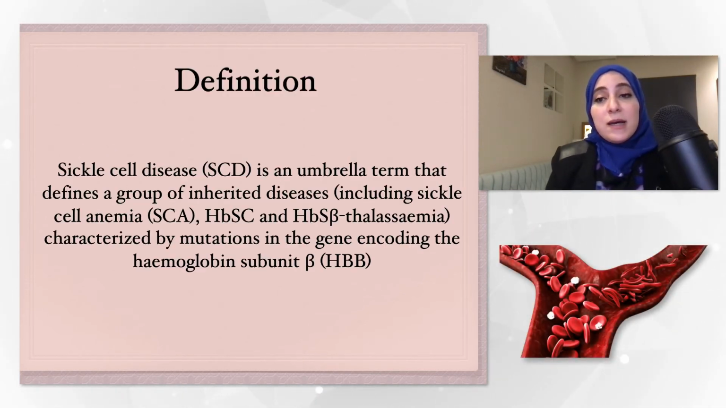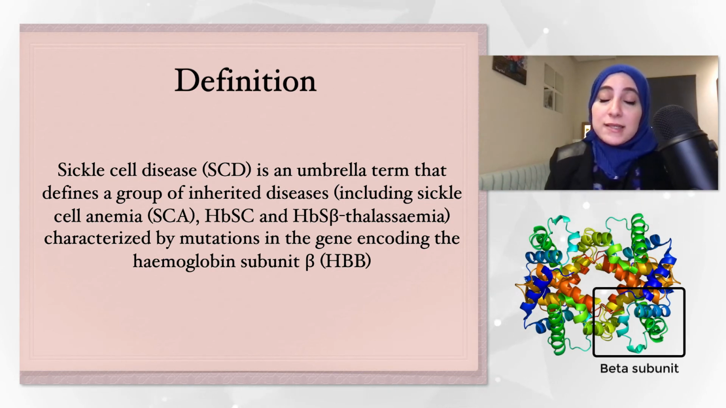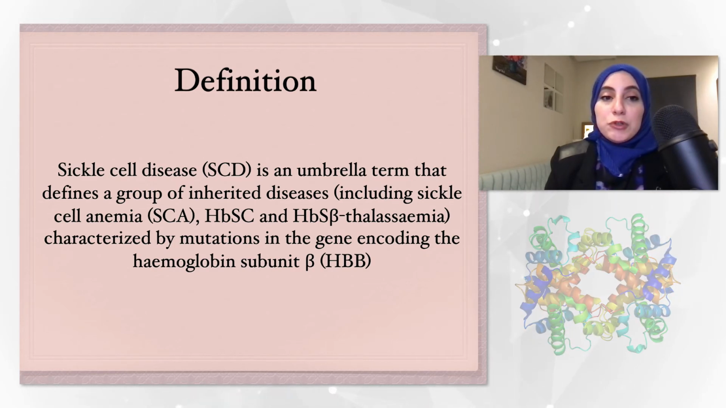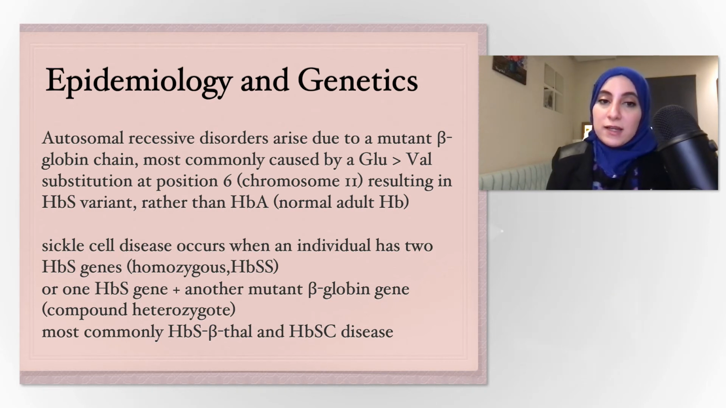Sickle cell disease is an umbrella term that defines a group of inherited diseases, including sickle cell anemia, hemoglobin SC, and hemoglobin S beta thalassemia, all characterized by mutation in the gene encoding the beta subunit of the hemoglobin, HBB. It's an autosomal recessive disorder, as you may know, and it arises due to a mutant beta globin chain, most commonly because of a glutamic acid to valine substitution at position 6 on chromosome 11. This will result in hemoglobin S variant rather than hemoglobin A, which is the normal adult hemoglobin.